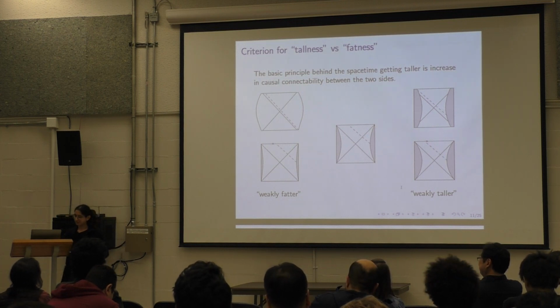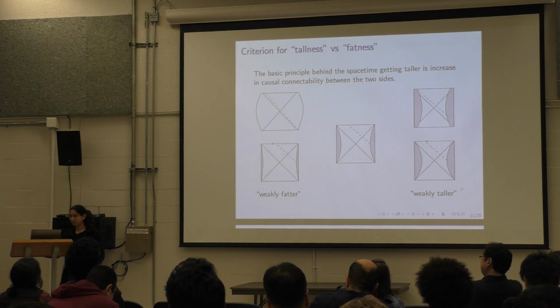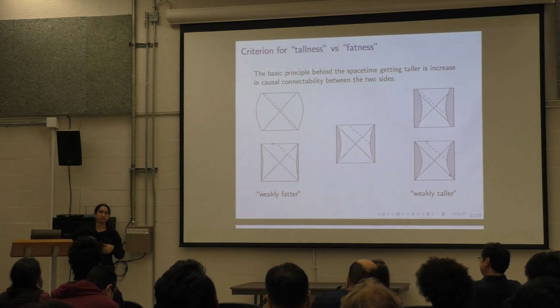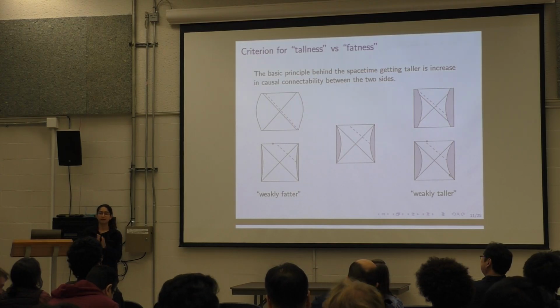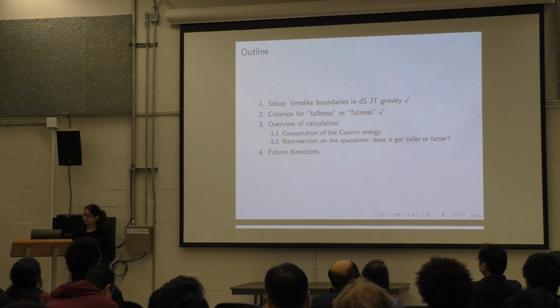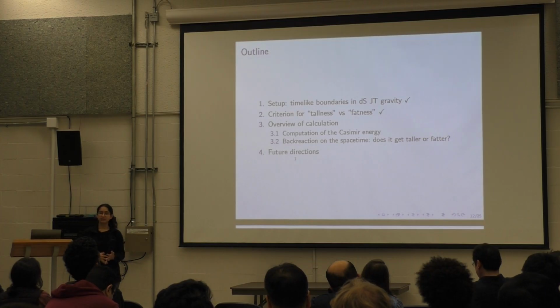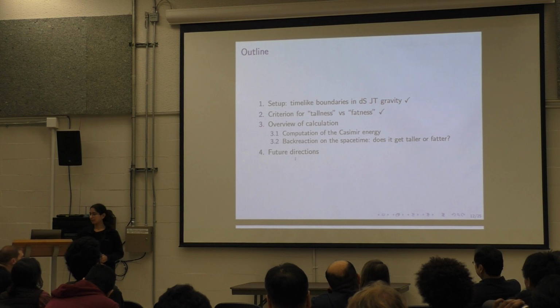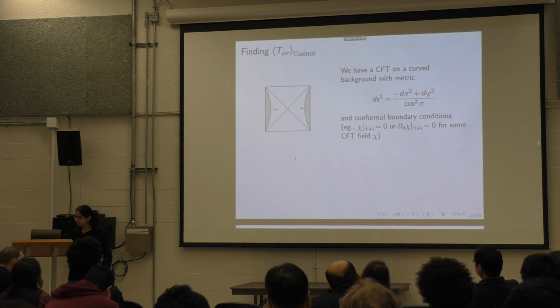Okay, so just as a summary, in the situation where it gets weakly taller, these two boundaries are still causally disconnected. However, since the boundary locations have changed, the light cone of the point on the boundary in the bulk has expanded. Okay, so next we can move on to actually computing this Casimir energy in the space-time with timelike boundaries and seeing what its back reaction is on the space-time.